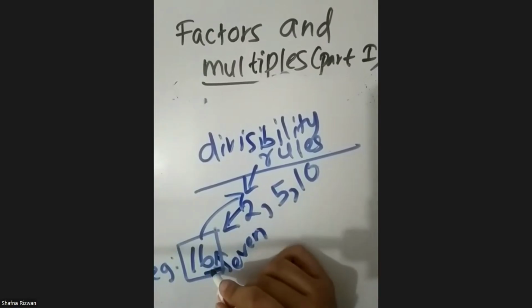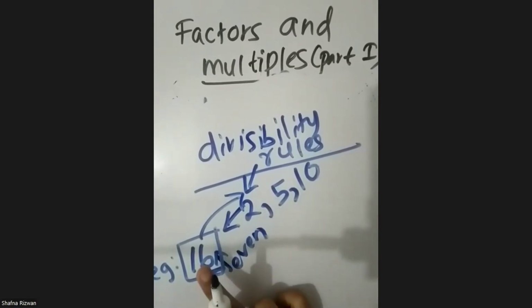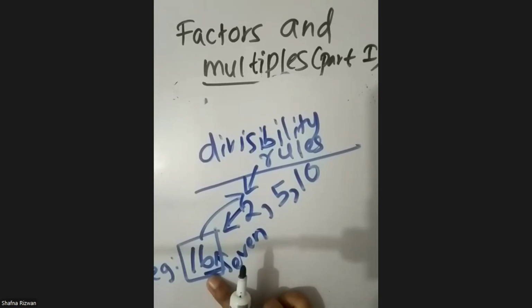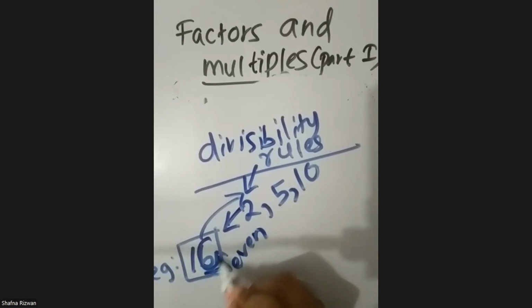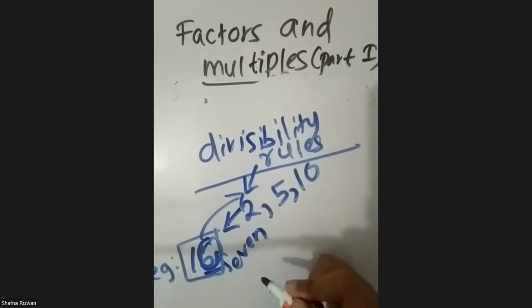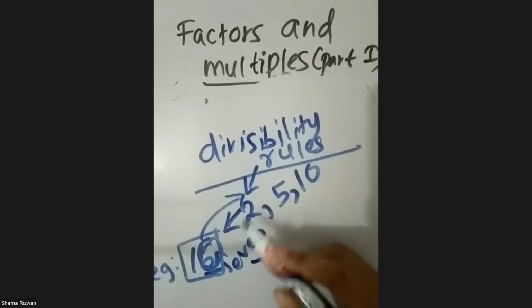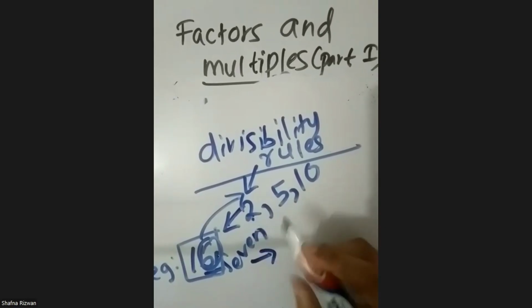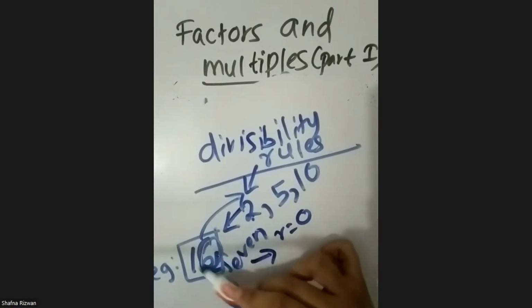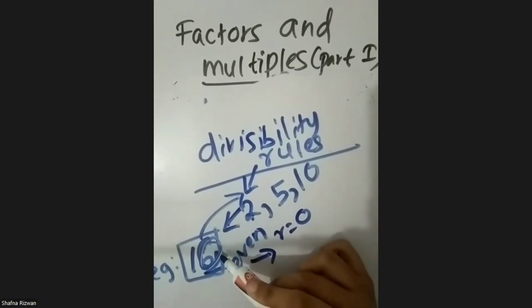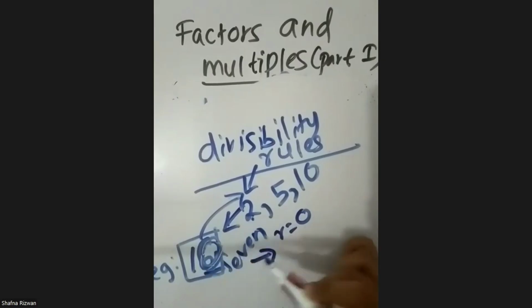Whenever you take a number, and if the last digit of the number is divisible by 2, what does it mean? That means this whole number is divisible by 2. See, 6 is your last digit, so it is an even number. Do you all know what an even number is? Any number which is divisible by 2, if you divide it by 2 and the remainder becomes 0, then you consider that number an even number.